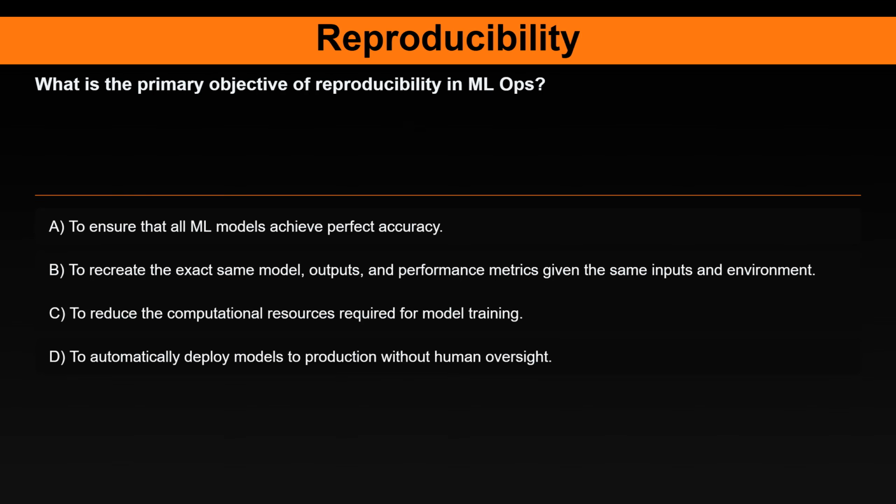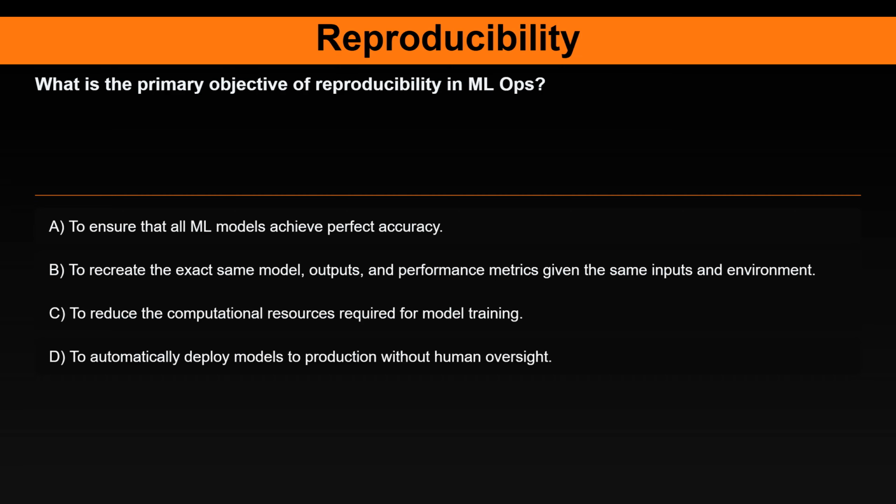Question 1. What is the primary objective of reproducibility in MLOps? Option A. To ensure that all ML models achieve perfect accuracy. Option B. To recreate the exact same model, outputs, and performance metrics given the same inputs and environment.